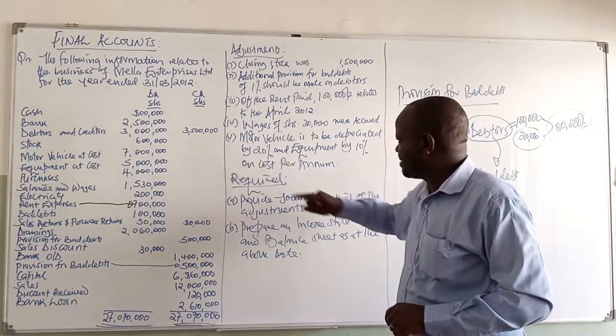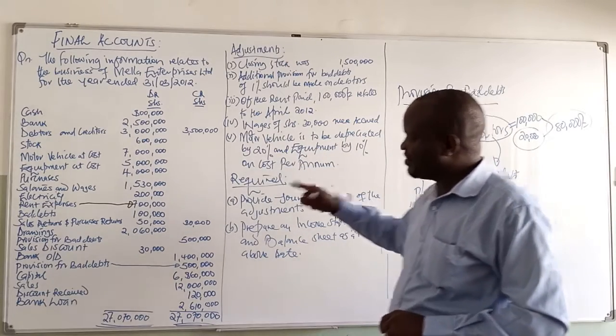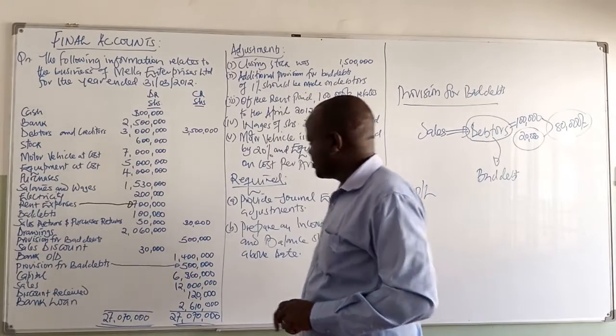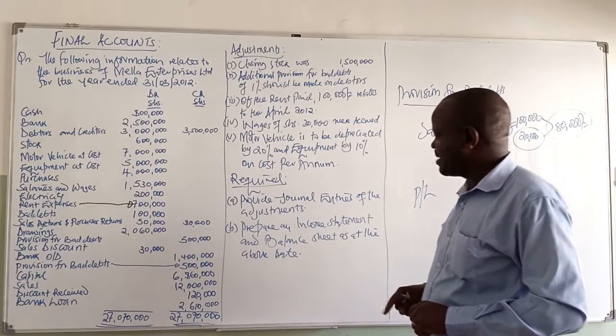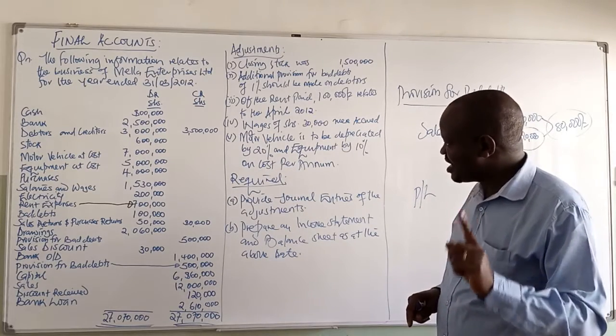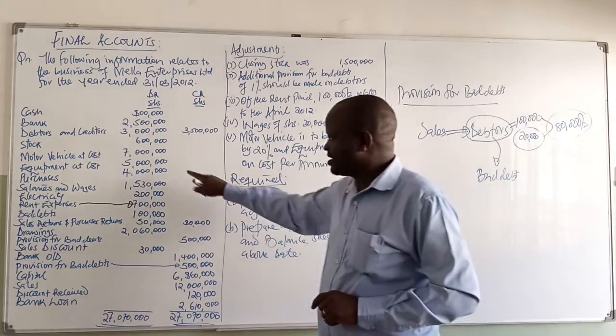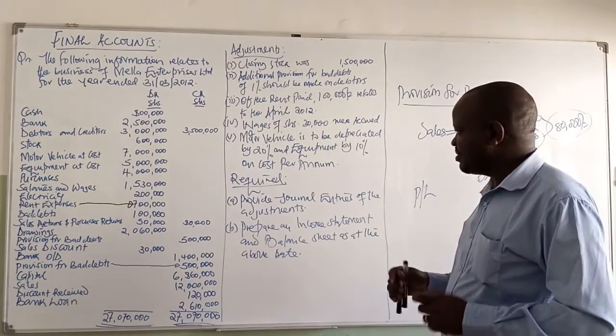Then provide for depreciation as follows. Motor vehicle, 20%. And you can see the value for motor vehicle, 7 million. And they are telling us equipment, 10% of cost per annum. And equipment you can see 5 million. So we are going to provide that.